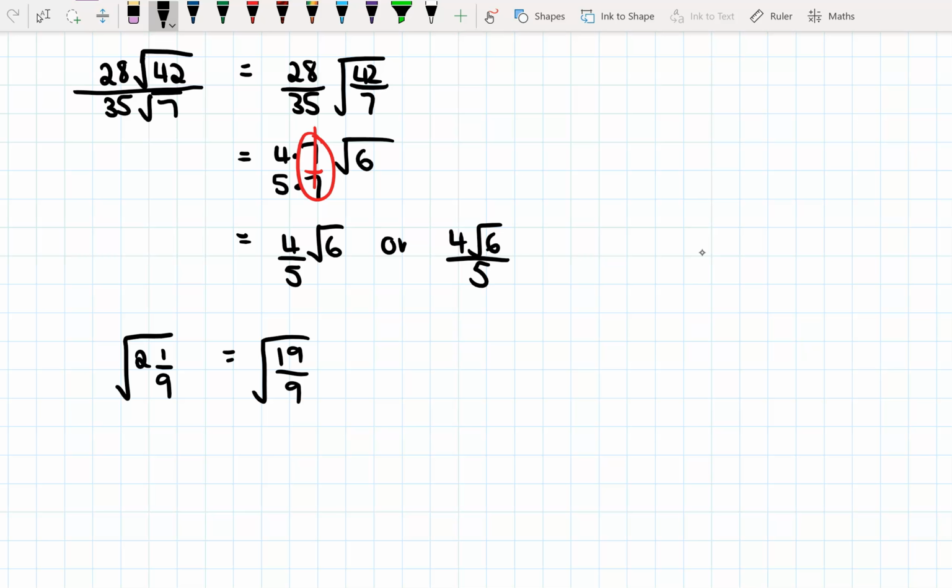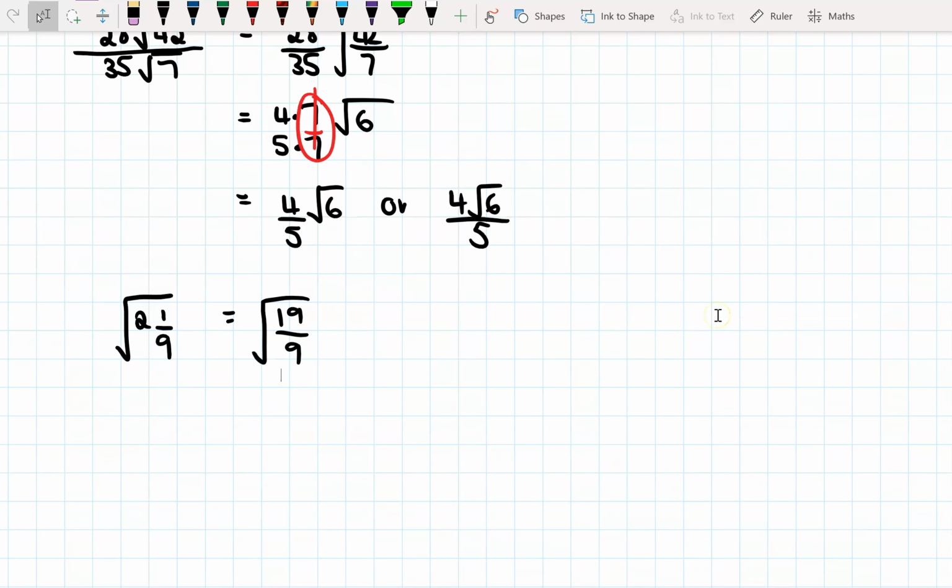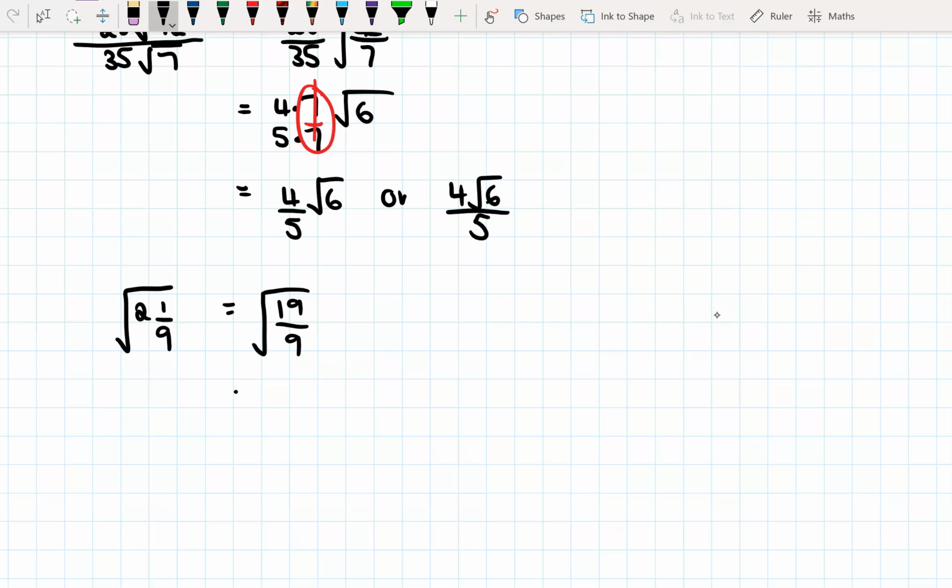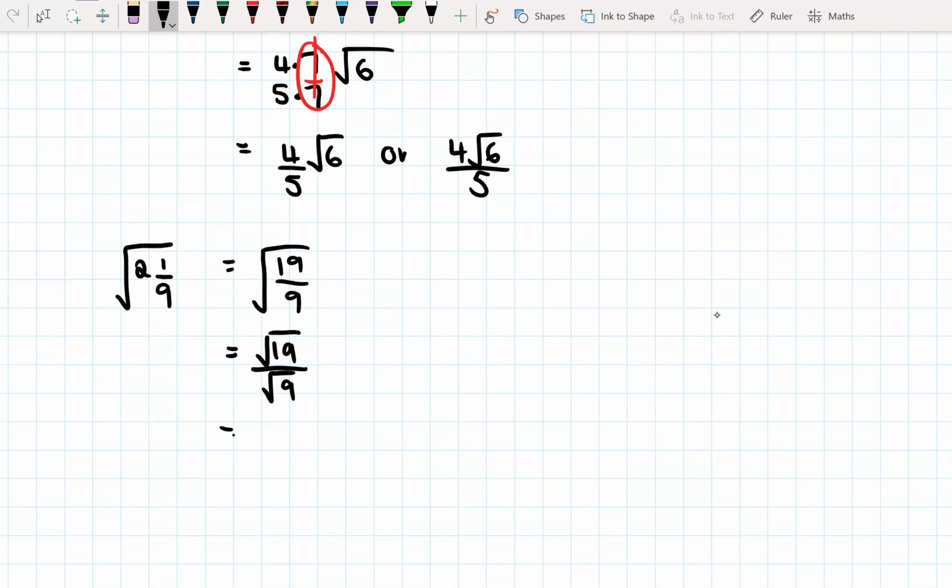And in this case, we're kind of going to do the opposite, because we can now write this as the square root of 19 divided by the square root of 9. We know the square root of 9 is 3, so now we know that the square root of 19 divided by 3 is our simplification of this. And this can also be written as 1/3 root 19. So this is how we would simplify one that's written as a mixed numeral under the root.